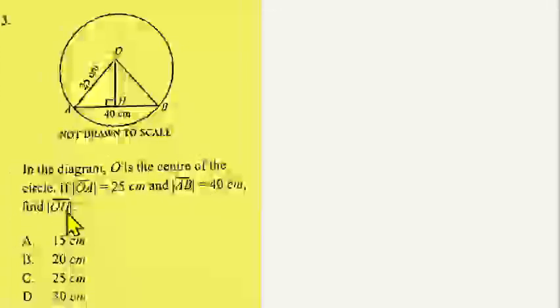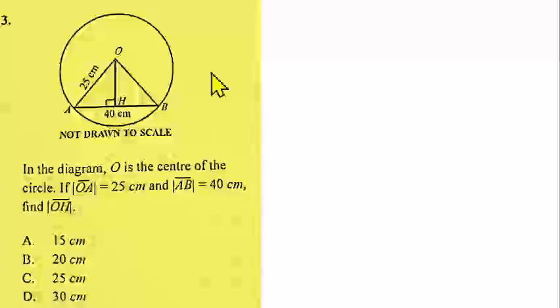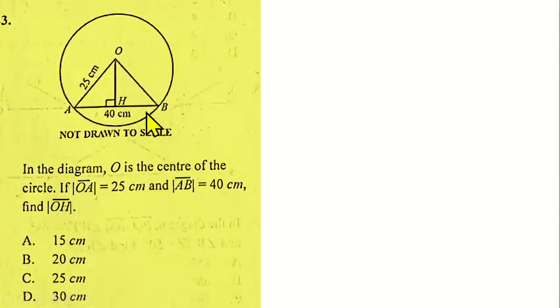You have to find side OH. Now if you remember very well, before this question is basically related to midpoint theorem in circle. Midpoint theorem, that is when you have a chord in the circle and there is a line drawn from the center of the circle to the chord. That line would do something to the chord. It will bisect it into two equal parts.